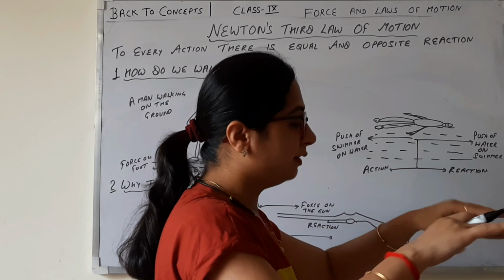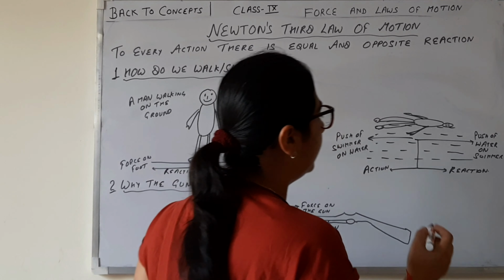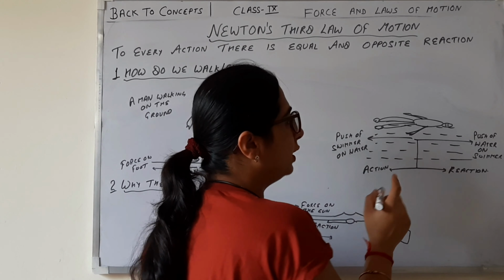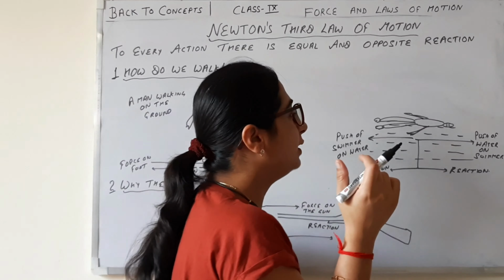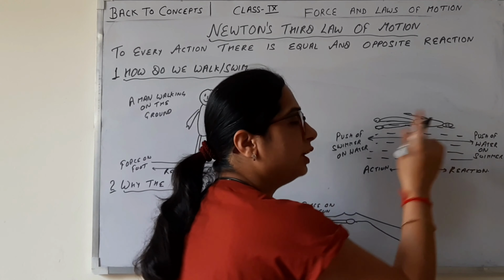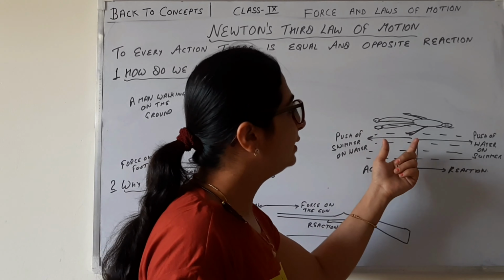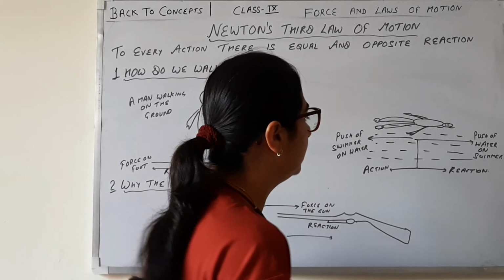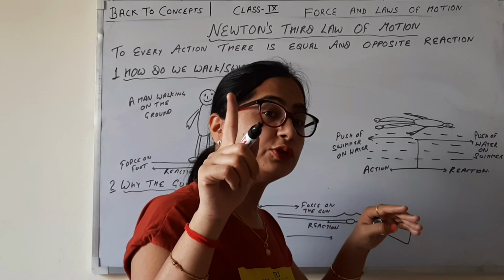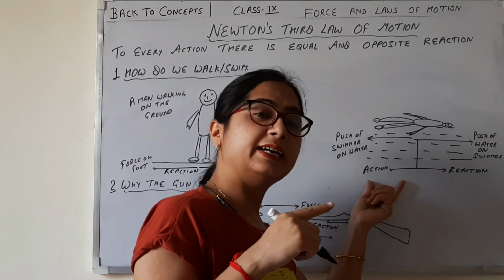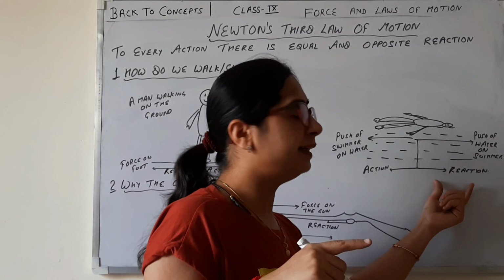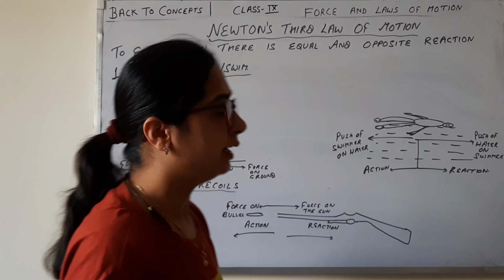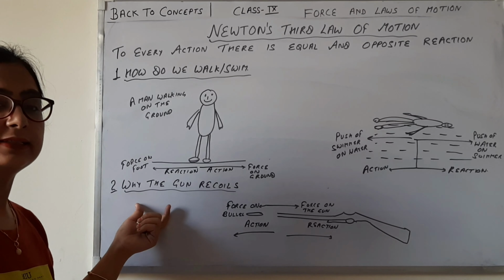With this hand we apply force in the backward direction, or we can say the push of the swimmer on water, and what does the water reply? The push of water on the swimmer, so that's why the swimmer can swim in the forward direction. Because we apply force on the water, this is known as the action, and in return the water gives the reaction. Okay, so let's discuss the second example.